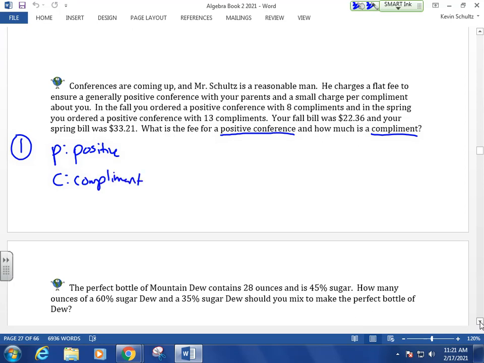Okay. The second step, we're looking for our totals. What are the totals here? What are the values? Good. Right? So we know that our equations, one will equal 22.36, and the other will equal 33.21.